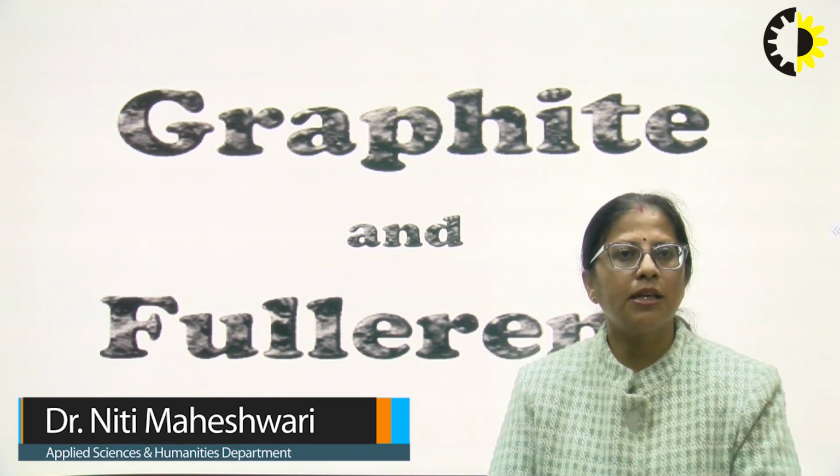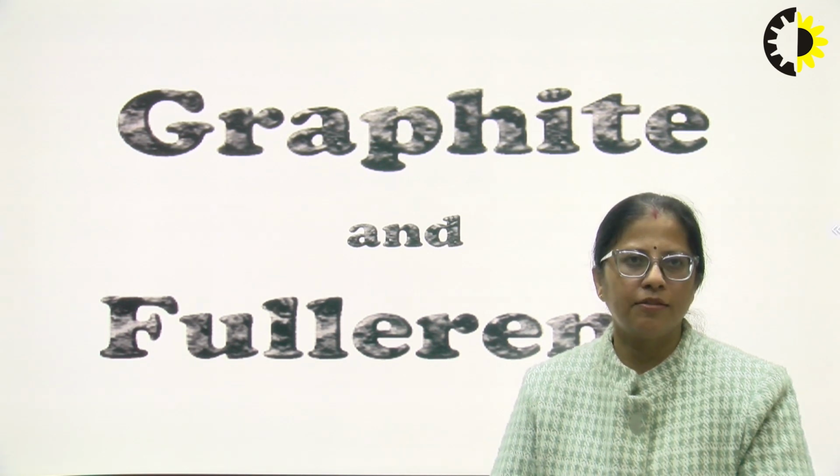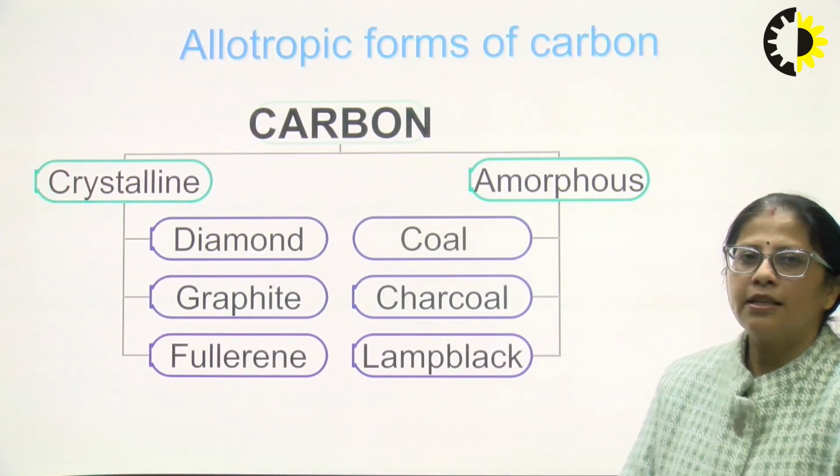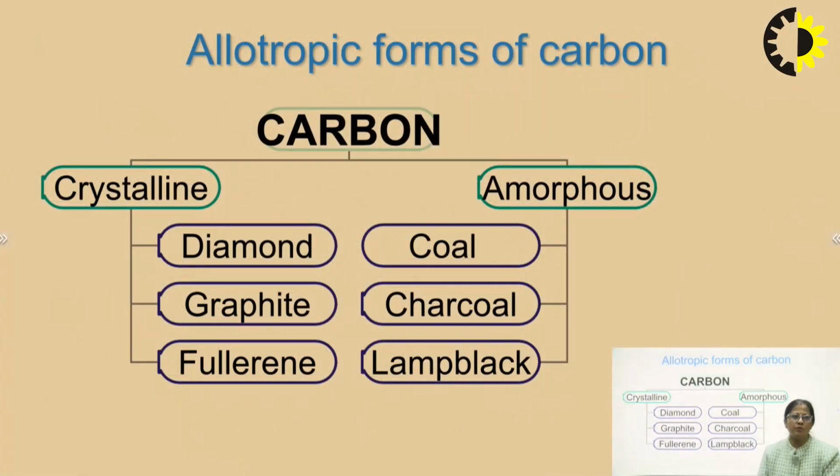Today, I'm going to take a lecture on the topic graphite and fullerenes. These graphite and fullerenes are nothing but the allotropic forms of carbon. Carbon exists in two different allotropic forms: crystalline and amorphous. The crystalline form includes diamond, graphite and fullerene, whereas the amorphous form includes coal, charcoal and lamp black. So today, the first that I'm going to discuss is graphite.